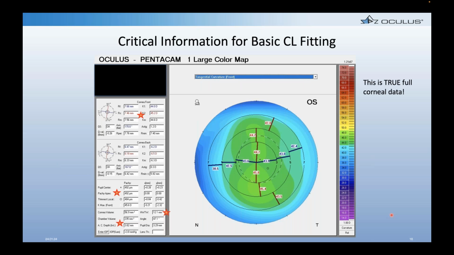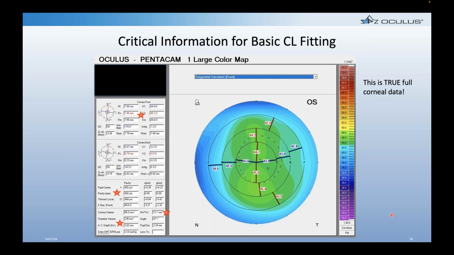The Pentacam is a powerful tool, but that doesn't mean you can't use it for garden variety everyday function. And there's plenty on a basic one color map display to help you with better fittings, just our basic soft lenses or corneal GPs. We've obviously got our K readings. We know our corneal thickness. We know our horizontal white to white. Anterior chamber depth gives us an idea, again, of the sagittal depth of the eye.